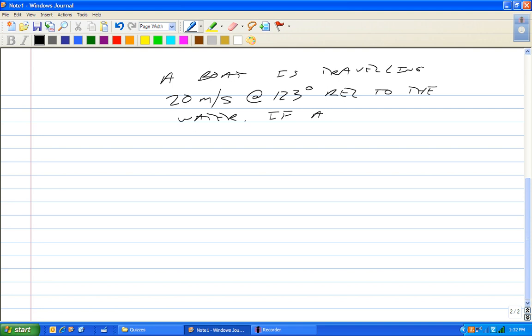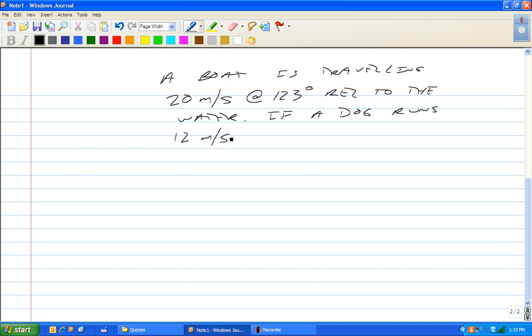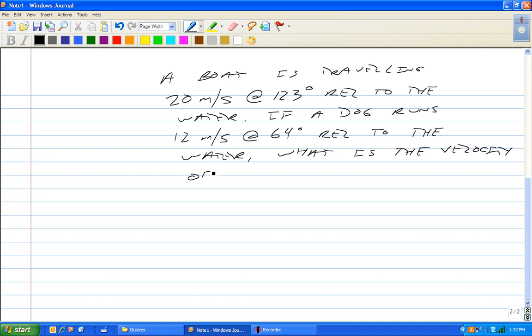The boat is traveling 20 meters per second at 123 degrees relative to the water. The dog runs 12 meters per second at 64 degrees relative to the water. What is the velocity of the dog relative to the boat?